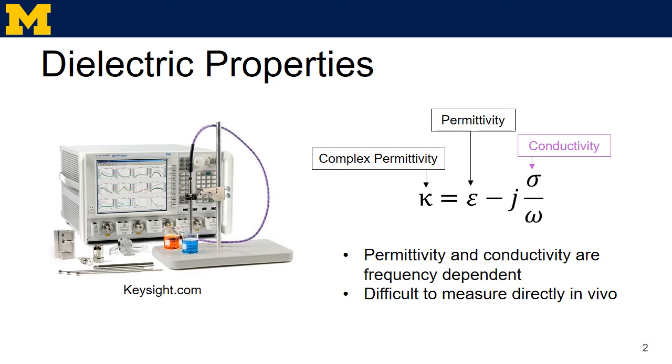On the left, I'm showing an example setup of how we might measure the dielectric properties of a sample liquid, which involves a dielectric probe and a network analyzer. However, we can't use this setup in vivo. So I'm going to talk about one of the ways we can measure dielectric properties in vivo using an MRI scanner.